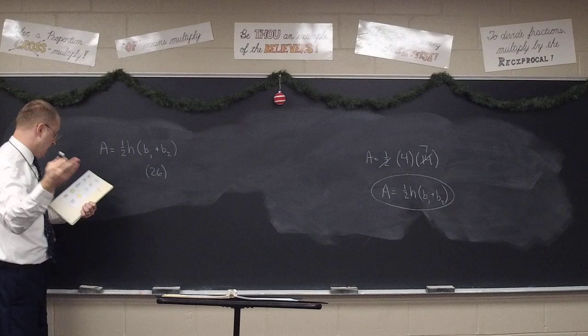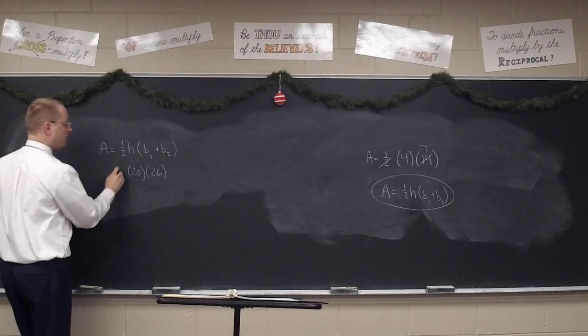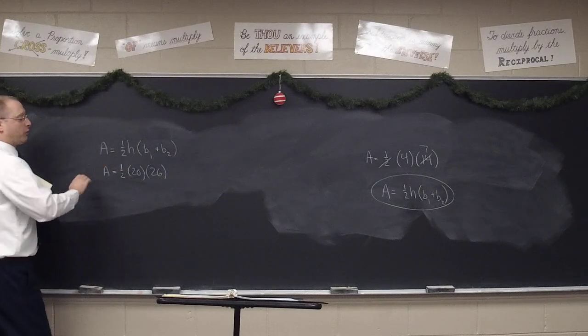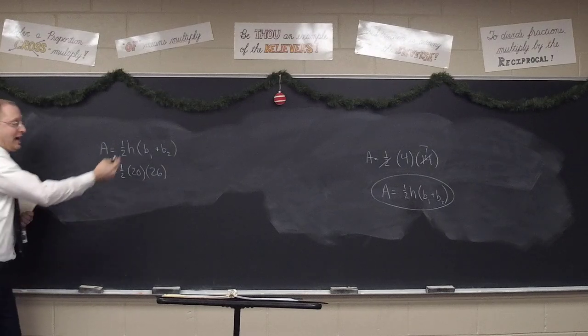What about the h? The h, it says, is 20. And don't forget to also copy down the half. Again, you just be careful. This isn't going to be any harder than any of the other shapes. Just make sure you have the formula memorized. Make sure you add the bases first.